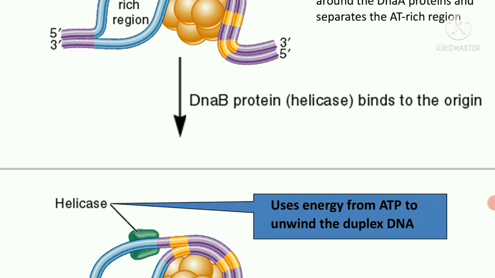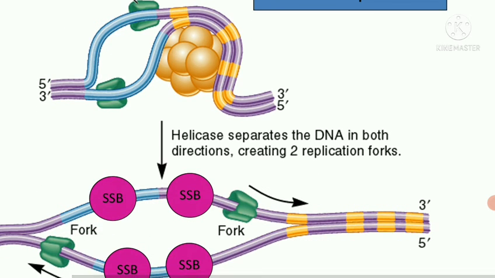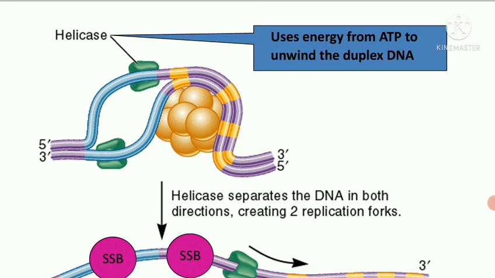The DnaB protein, which is called the helicase, binds to the origin. This helicase enzyme uses ATP for its energy. Helicase separates the DNA in both directions. This creates the two replication forks. Because we are talking about replication in prokaryotes, the replication is proceeding bidirectionally, from both directions. That is why we are using two helicases.